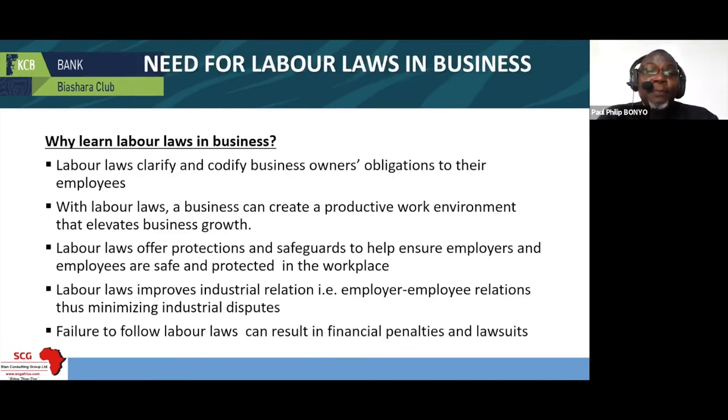Now, very important, why learn labor laws in business? Critical is that labor laws clarify and codify the business owners' obligations to the employees. Knowledge of those labor laws is important because that is where we get clarity and qualification as a business owner.